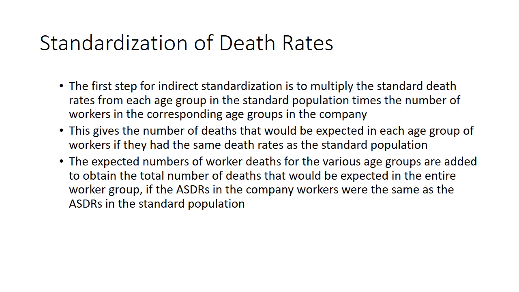The first step for this method is to multiply the standard death rate from each age group in the standard population, which would be the U.S. population, times the number of workers in the corresponding age groups in the company. That's going to give us the number of deaths that would be expected if all those men in those age groups died at the same standard rate that would occur based on the U.S. population ASDRs, right? And then the expected numbers of work deaths for the various age groups are added to obtain the total number of deaths that would be expected for the entire work group, right? So even though we don't have the ASDRs for each individual group for the company workers, if they were the same as the U.S. standard population of men, how would they compare?